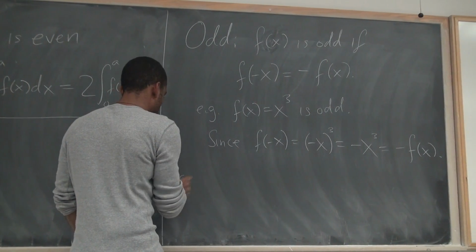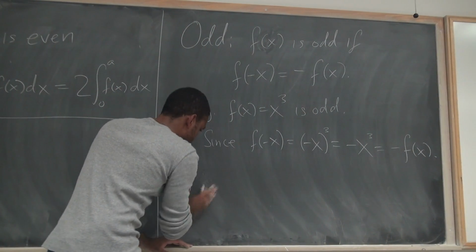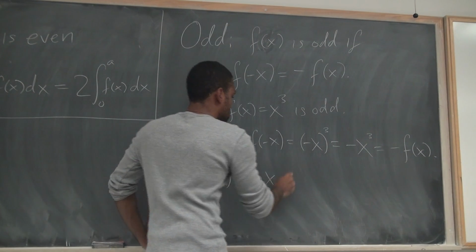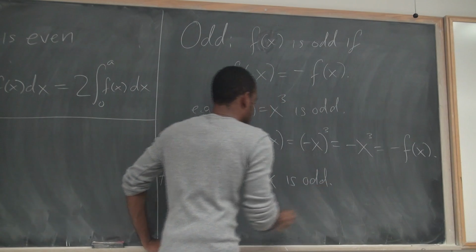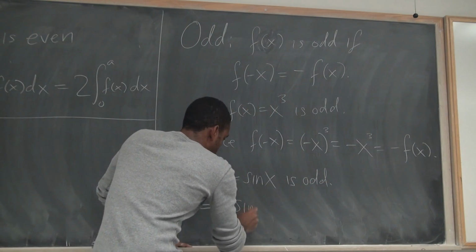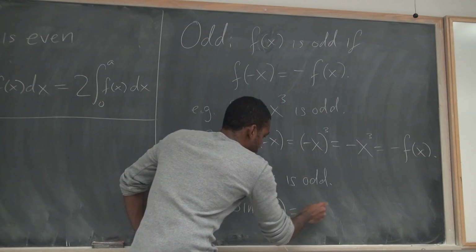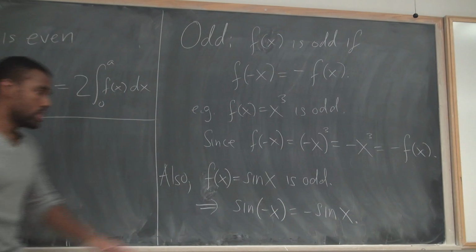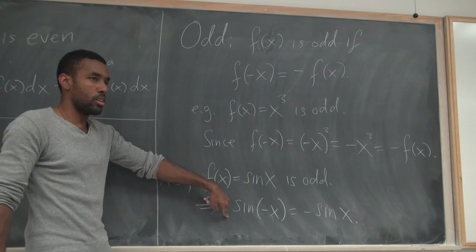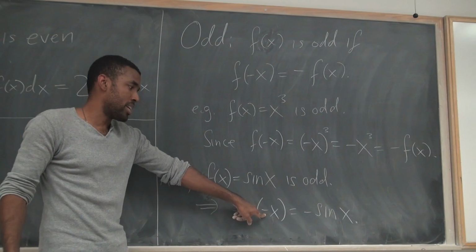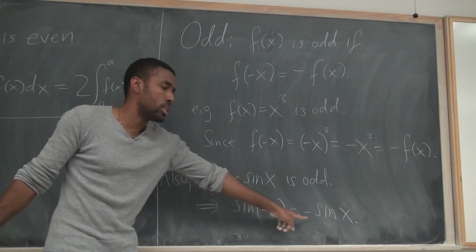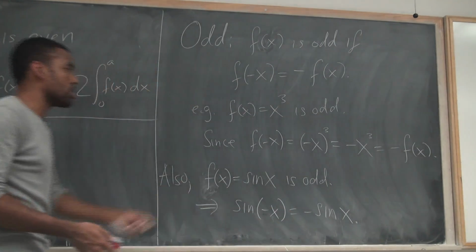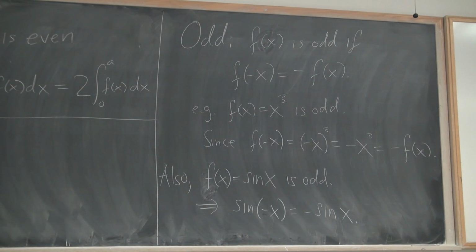Also, as it turns out, f of x equals sine x is an odd function. So this means that sine of minus x is the negative of sine x. So notice in general, you can't factor things out of the angle. But when the angle is actually multiplied by -1, you can apparently factor out the -1. It's not because you can factor outside of angles, you can't. But because it's an odd function, you can have that.